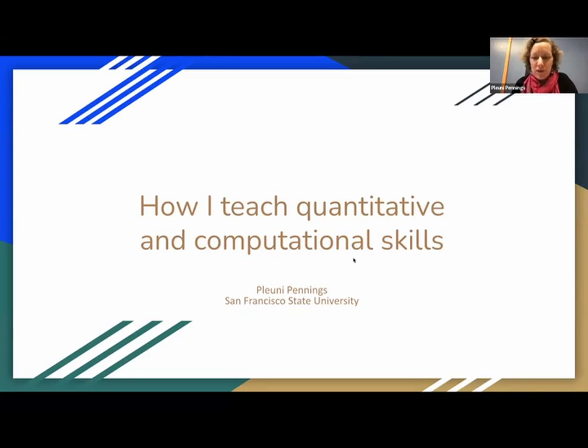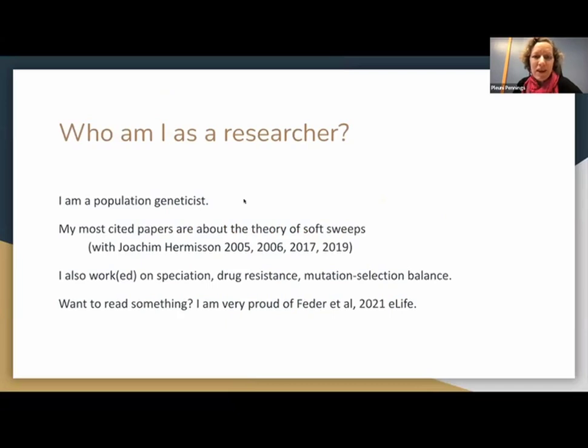For those of you who don't know me, I'm a population geneticist, like many people here, I think. You may know my name because of my work on soft sweeps that I did during my PhD, and also later with Joachim Hermansson from Vienna. I also worked on other topics such as sympatric speciation, drug resistance evolution, and mutation selection balance. If you're curious to read something more recent, I'm really proud of Feeder et al. Feeder is Alison Feeder, who's at UW. We had a lovely paper that has both modeling and data analysis in one paper in 2021 in eLife.